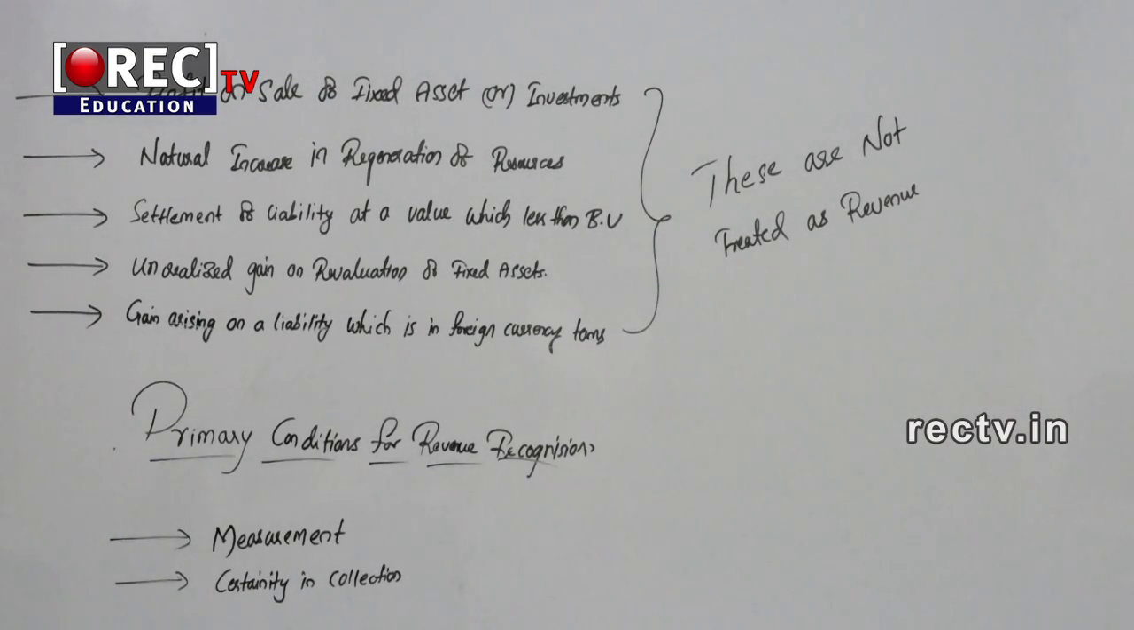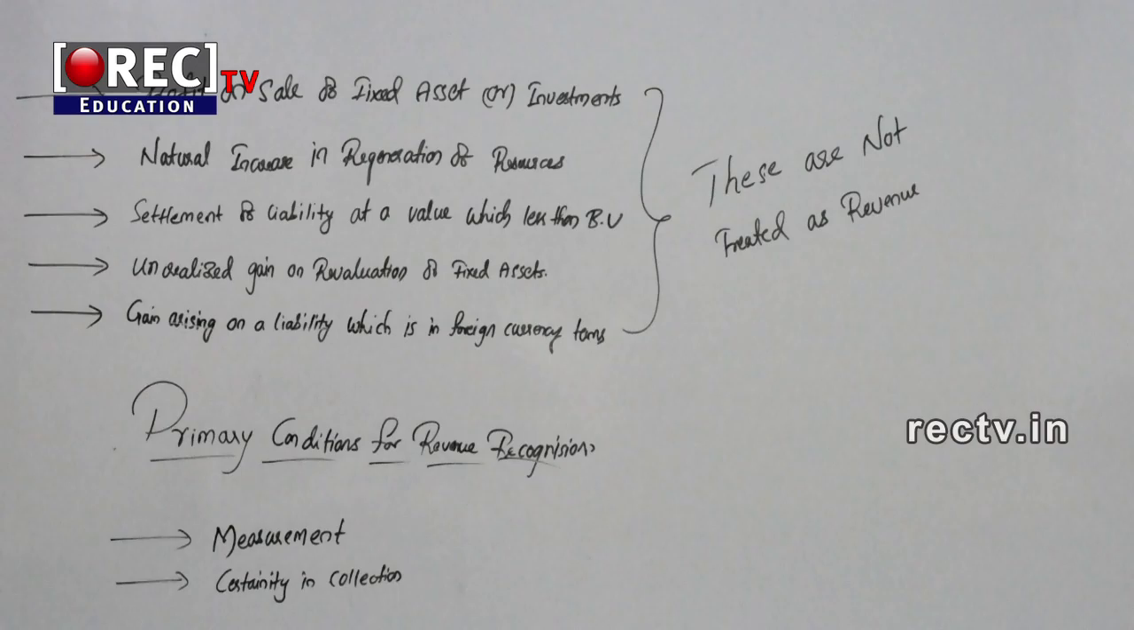And next we are going to discuss the primary conditions for revenue recognition. So when should we recognize revenue, what are those primary conditions? That is measurability and certainty. The primary conditions for revenue recognition are the criteria of measurability and the criteria of certainty in collection. Here certainty in collection means that you should not have any doubt whether the money will come or not. You should have confidence that the money will arise.